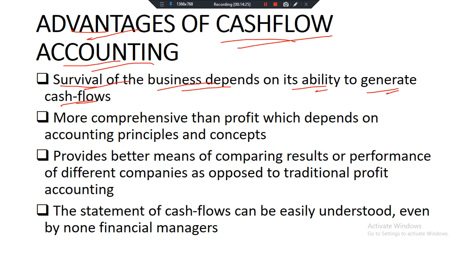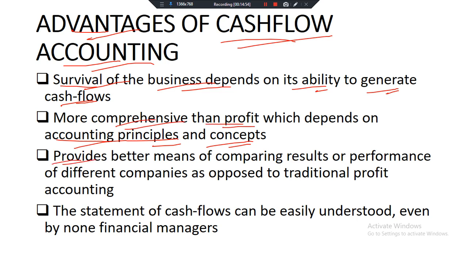Then point number 2, more comprehensive than profit, which depends on accounting principles. What does this mean? This means the statement of cash flows is more reliable to assess the position and performance of the business. Why? Because it's not affected by accounting principles as well as concepts, so it's not affected by those non-cash transactions and deductions. That's why it is more comprehensive than profit.